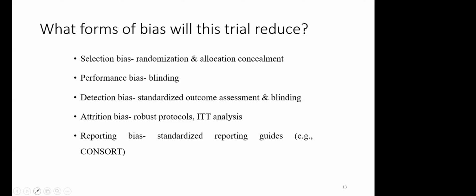Then there's also reporting bias, where people may be inclined to just selectively report favorable results. And this is reduced by using standardized reporting guidelines, such as CONSORT, to ensure that all outcomes, be they positive, negative, or neutral, are presented.